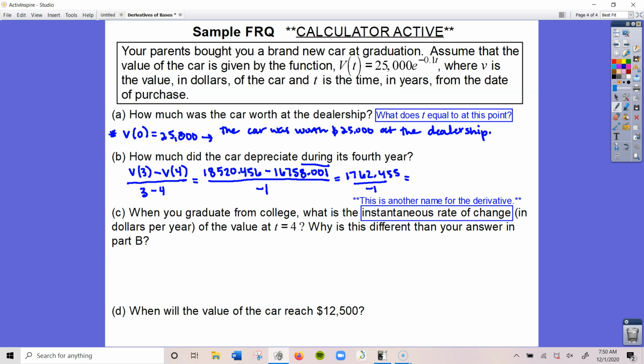So when I write this out, this means that the car depreciated by $1,762.46. So when we're writing our statement, we would say the car depreciated $1,762.46 during its 4th year.